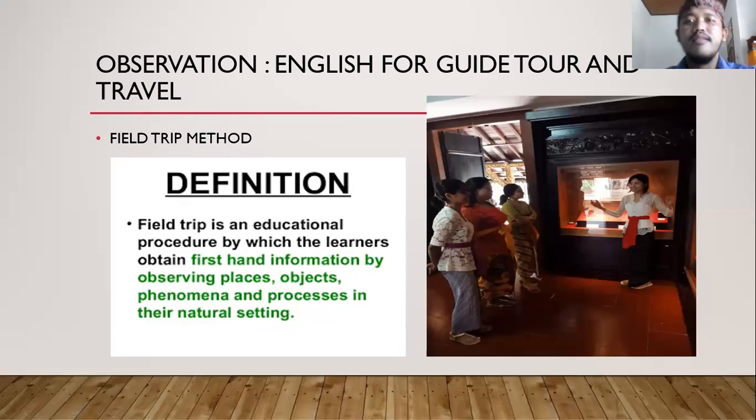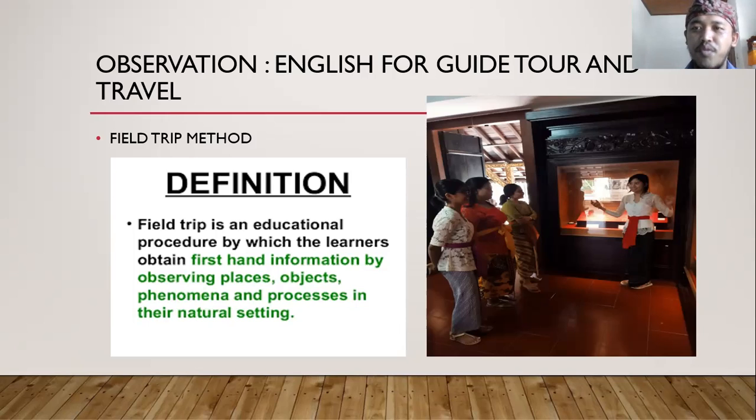In this observation of English for Guide, Tour, and Travel, the method used by the lecturer is the field trip method. As we know, in the field trip method, the students, as the participants of this course, do a field trip to one of the tourism objects located in the nearest place from the campus. A field trip is an educational procedure by which the learners obtain first-hand information by observing places, objects, phenomena, and processes in their natural setting.